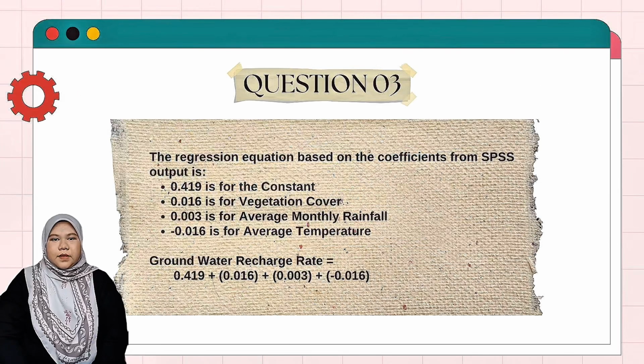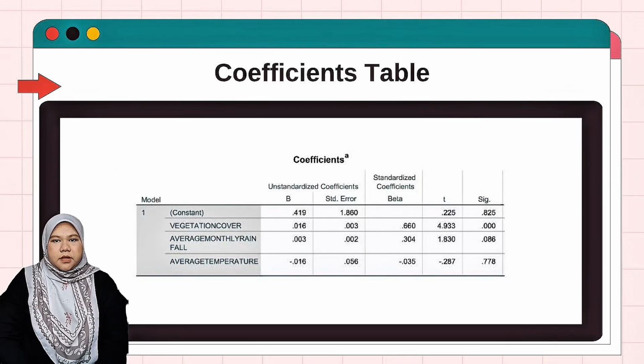After conducting multiple regression analysis, we were able to formulate the relationship for the rate of groundwater recharge. Based on the coefficients obtained from the output of the statistical software SPSS, our regression equation is as follows: 0.419 for the constant, 0.016 for vegetation cover, 0.003 for average monthly rainfall, and negative 0.016 for average temperature.